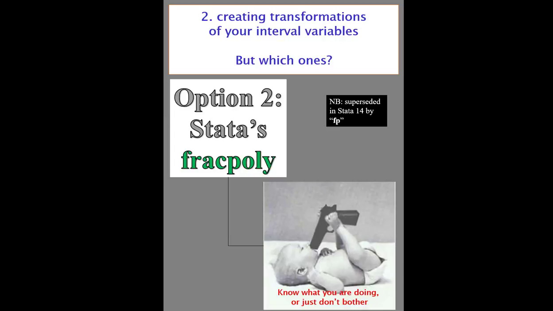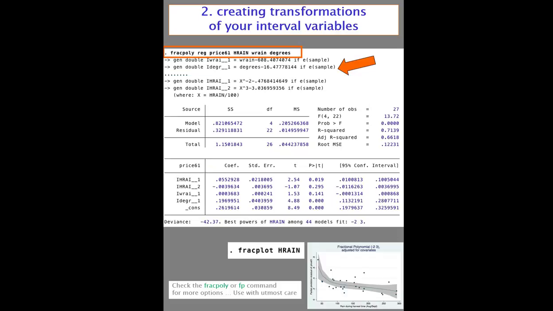In the hands of a baby, there is a sister command called fp, where the F and the P are this F and that P as well. Slightly different. There, if you have 10 predictor variables, you look at one predictor at a time, while with that fracpoly command, I'll show you on the next slide what it looks like, you look at all predictor variables at the same time.